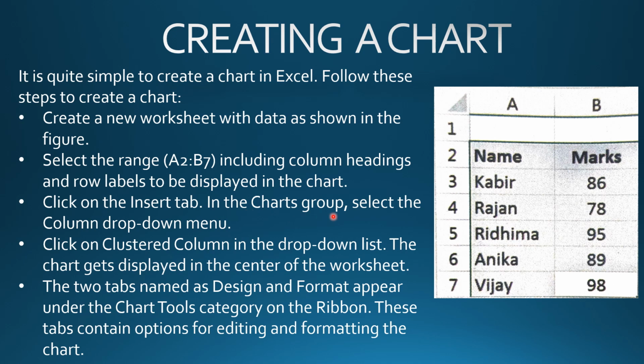In the Charts group, you will select the column drop-down menu. Clustered column is there where you need to click, and it is a drop-down list. You will get the category of the charts and then you can select the chart. The two tabs named Design and Format will appear under the Chart category tool on the ribbon, and these tabs will help you for editing and formatting the chart.